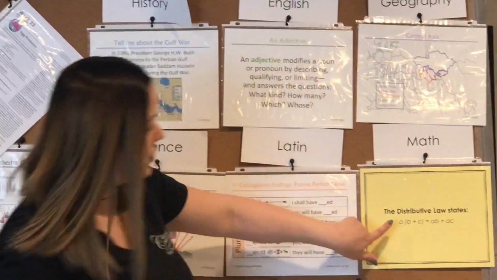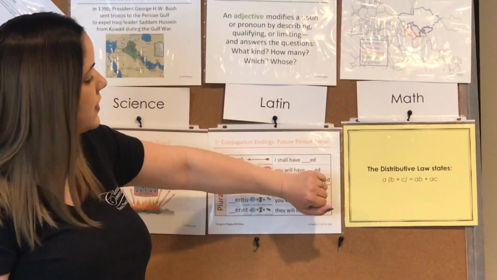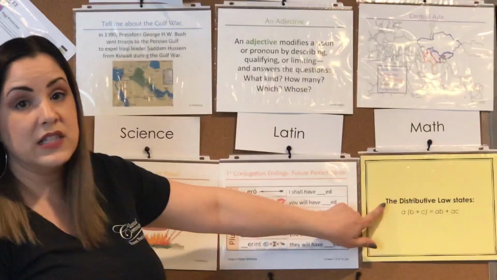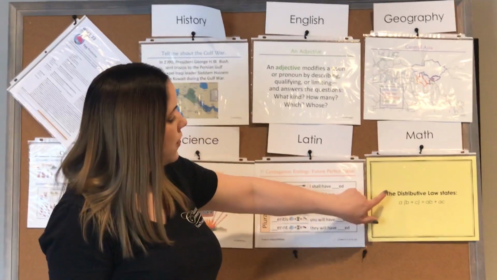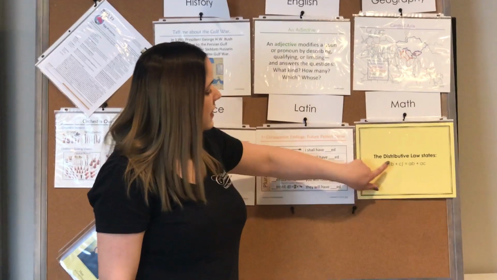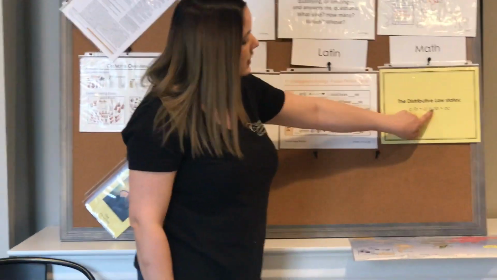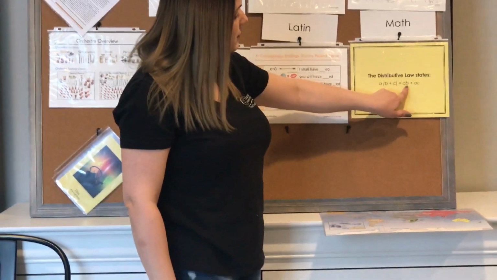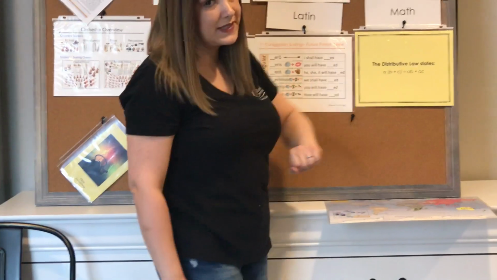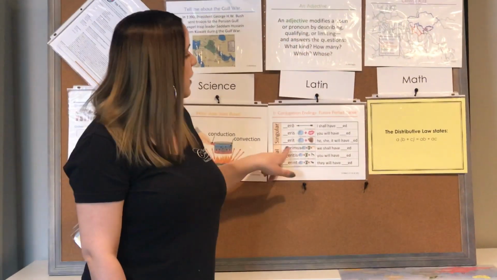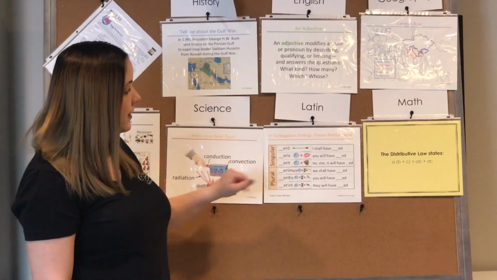Now we're going to move down to math, and for this week, we're going to be talking about the distributive law. All right, so the distributive law states A times (B plus C) equals A times B plus A times C. All right, very good. So now we'll move over to our Latin.